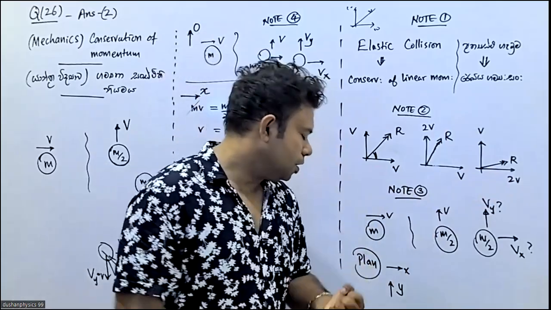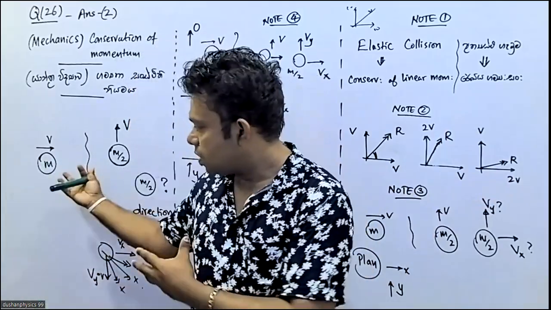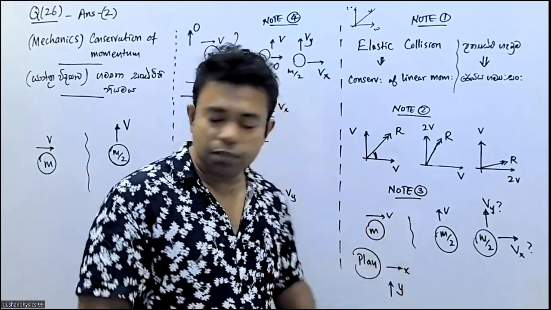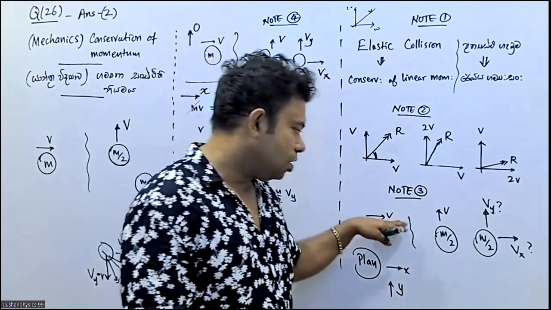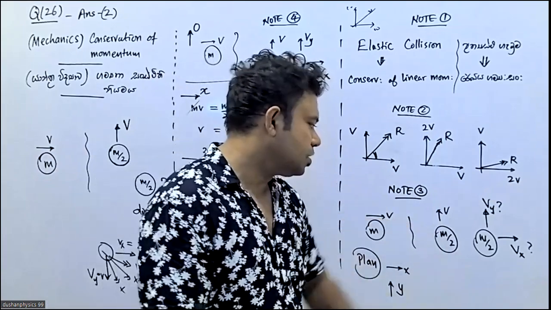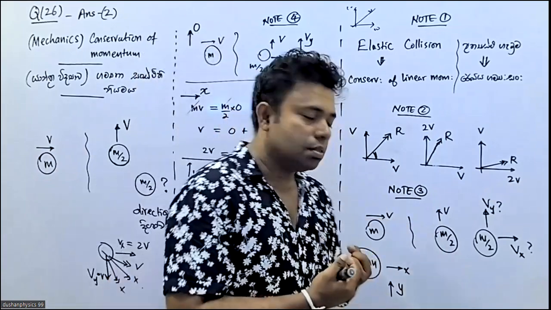Note number 3. Again, I'm going to trace this particular question to here. It is moving at velocity v towards the x direction, and suddenly it got blasted.